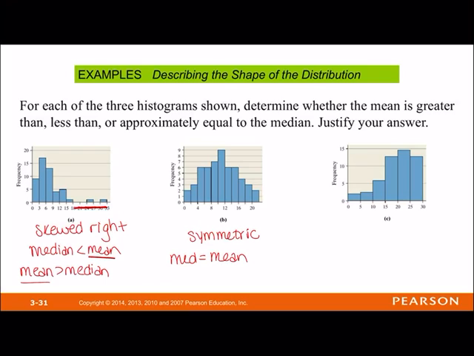And then for part C, this time your tail is to the left side, so that means this data is skewed left. Okay, and when the data is skewed to the left, that means the mean is less than the median. Or again, if you flip that around, the median is greater than the mean. Okay. This skewed left, right, and symmetric is going to keep coming up now over and over throughout the rest of the course.